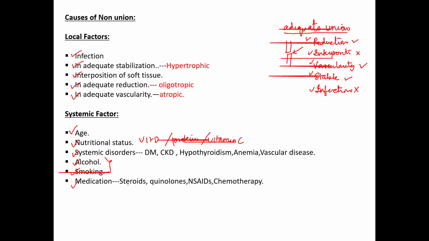Medications. These are the important medications. Steroids cause non-union. Quinolones, again, non-union. NSAIDs, non-union. A chemotherapy patient on tumor lysis drugs is also at risk of developing non-union. So these are in brief the adequate conditions for fracture union, the local risk factors for non-union, and the systemic risk factors for developing non-union.